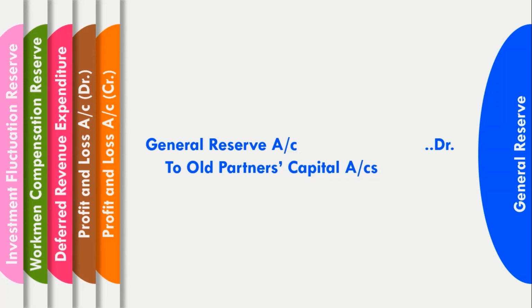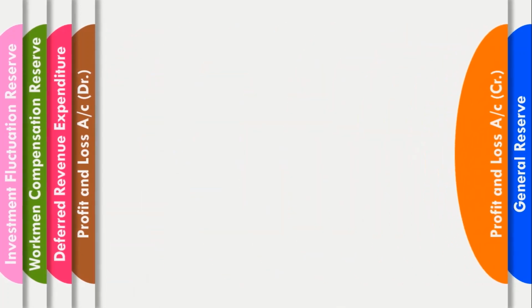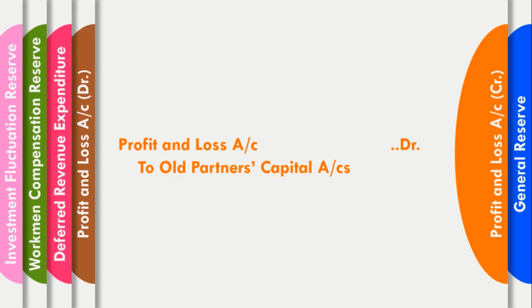Next, profit and loss account if it has credit balance. Now, credit balance means this account has profit balance. So, as it is credit, we will debit it. So, profit and loss account debit. Now, this will be shared by old partners in their old profit sharing ratio. So, to old partners capital accounts.